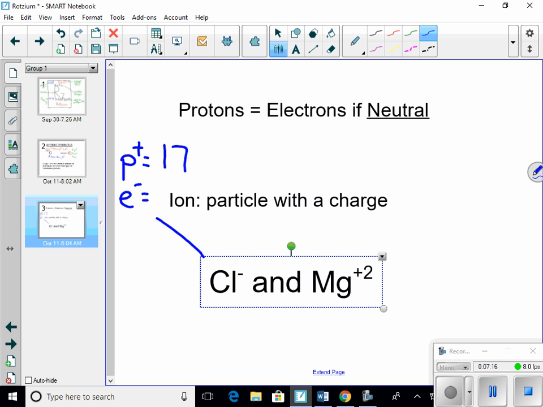What do you think, Jackson? Is there more negative electrons or more positive protons when it has a minus 1 charge? More negative electrons. And if it's a minus 1 charge, you would have 18 electrons.